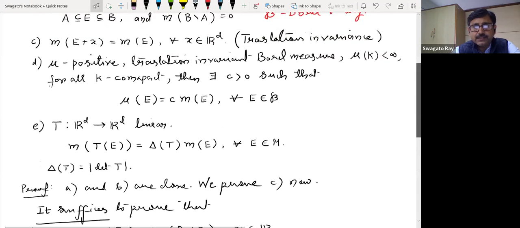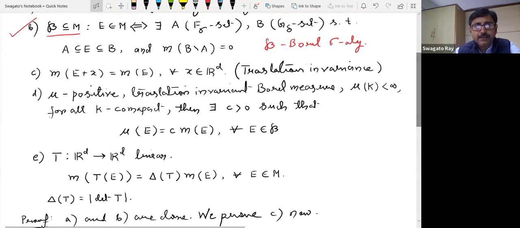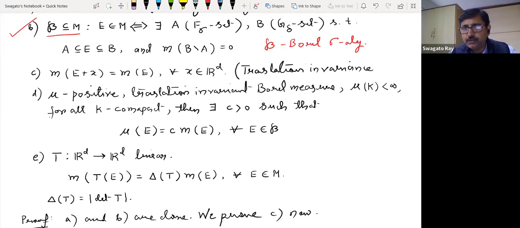C says that the measure of E plus X is the measure of E for all X. What is E? So let me write that down for you. Well, it should be true for all E in M. I'm saying it suffices to prove it only for 2 to the power minus n cubes. Why?